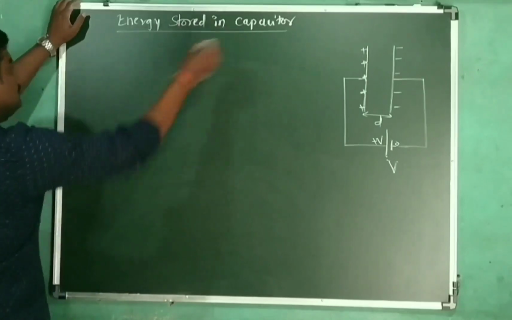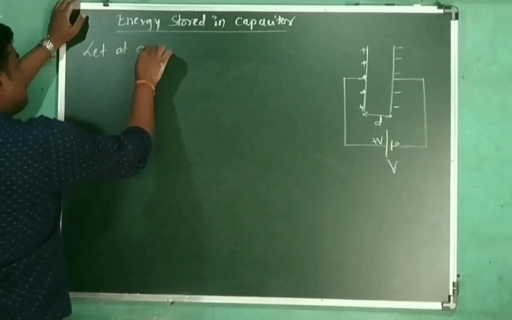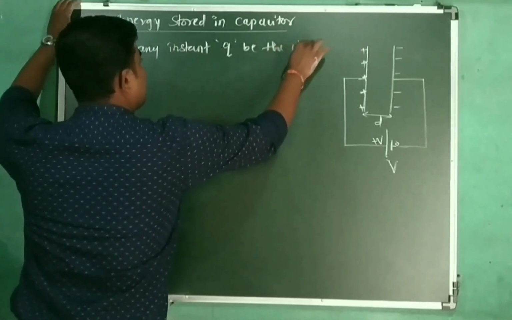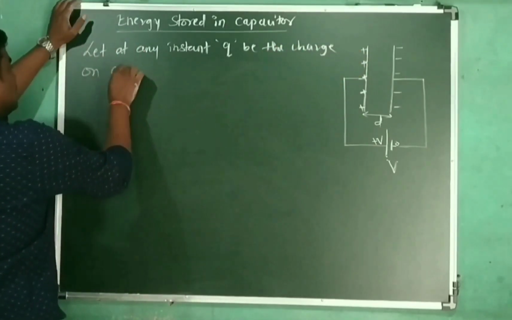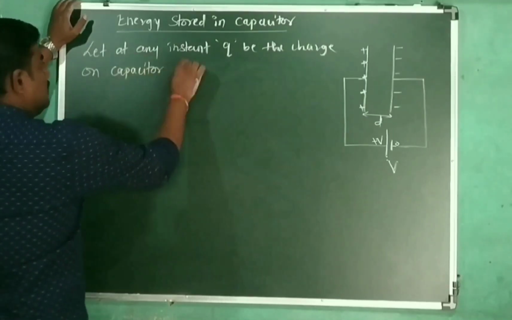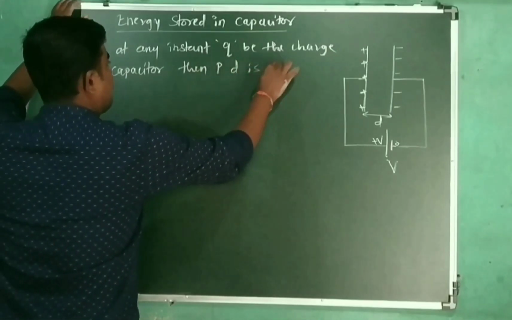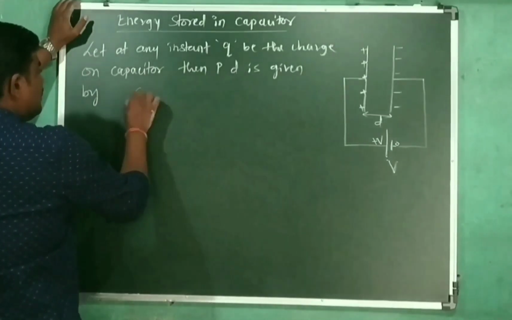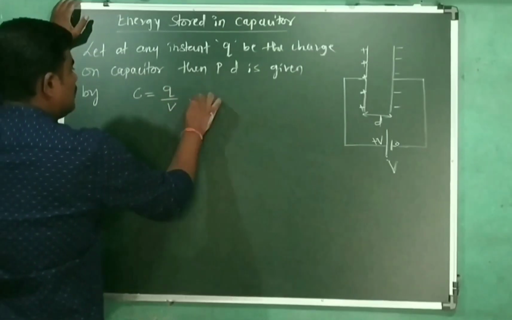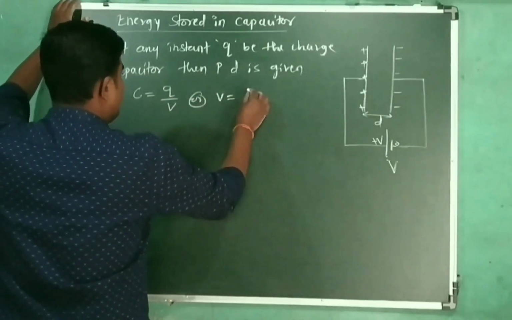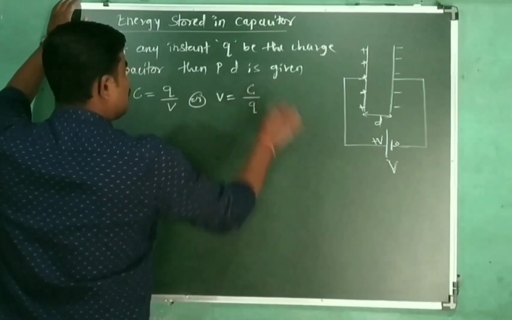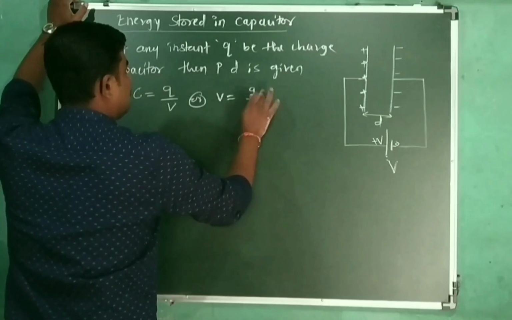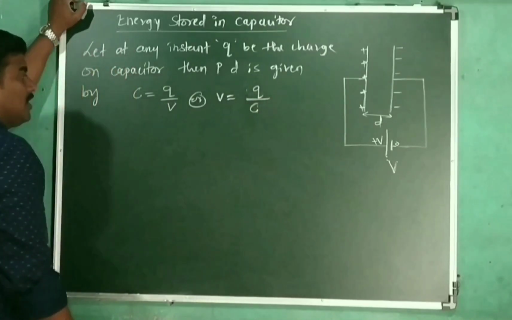See here, let at any instant Q be the charge on the capacitor. Then the potential difference is given by C is equal to Q by V, or V is equal to Q divided by C. This is the potential difference.